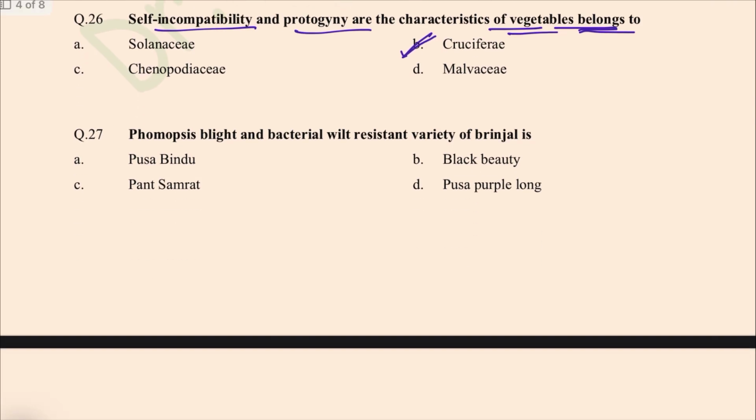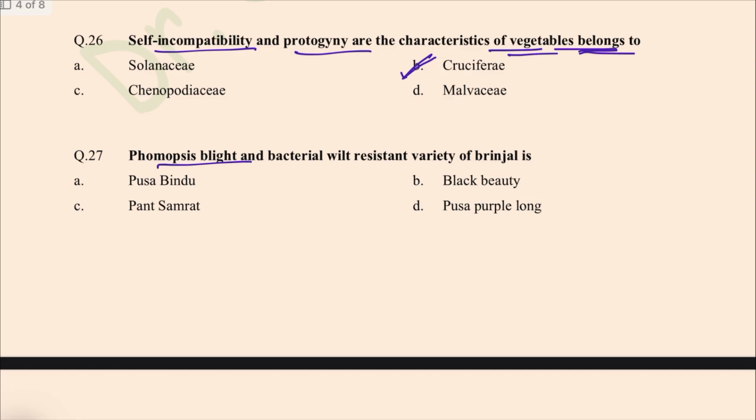Next question: Phomopsis blight and bacterial wilt resistant variety of brinjal is Pant Samrat. Bacterial wilt is caused by Ralstonia solanacearum. Phomopsis blight is caused by Phomopsis vexans. These are the two most destructive diseases affecting brinjal, that is eggplant.